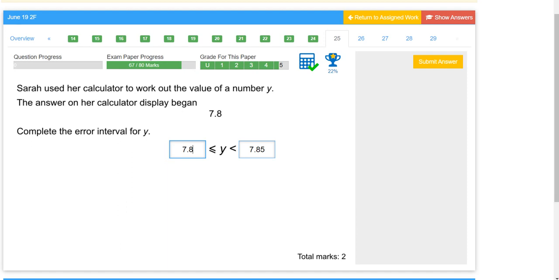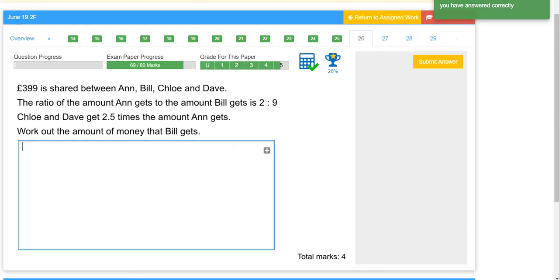It could be 7.800000000. That would be the lowest. What's the highest it could be? Well, it could be, I guess, 7.89999999999, which I would write as 7.9. So it's a truncation error interval rather than a rounding one. And that is particularly tricky, which is why it's right there up in the grade 5 questions.